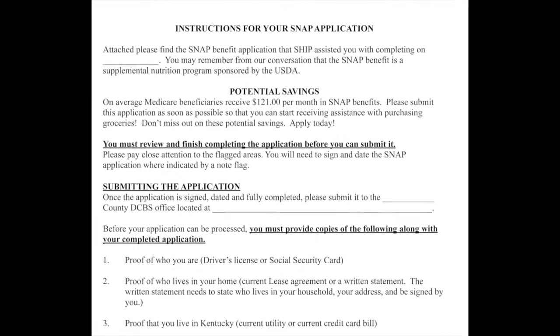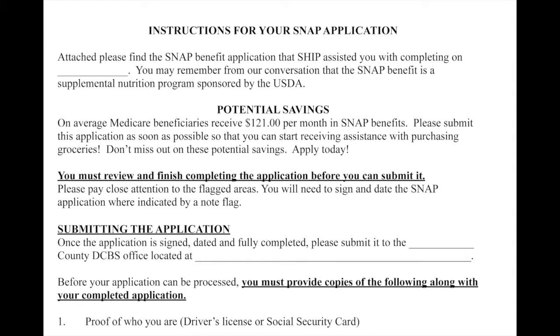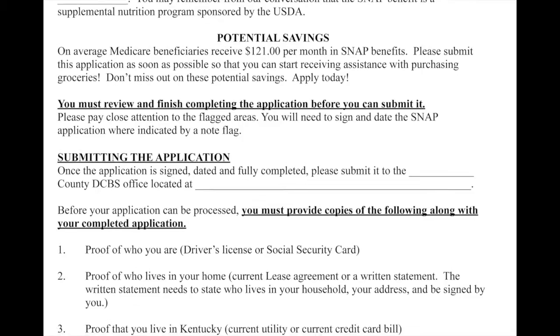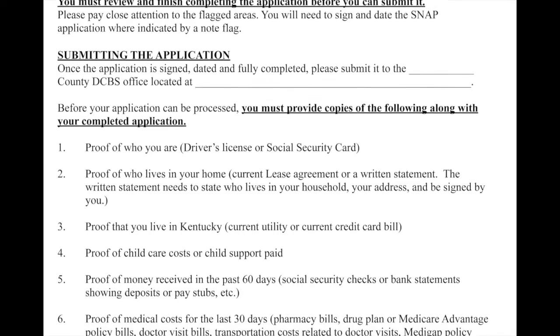There is an instruction sheet that we give clients for the SNAP application. You should put the date you assisted the client with completing the SNAP application. This reminds them it is their responsibility to review and complete the application, and they need to make sure everything listed is accurate before submitting. List the county that the person lives in and the address of the DCBS office in that county. Next is a list of all the supporting documents that are needed to accompany the application.